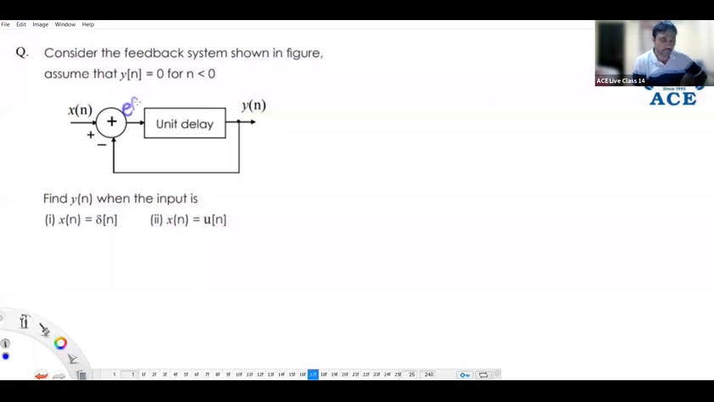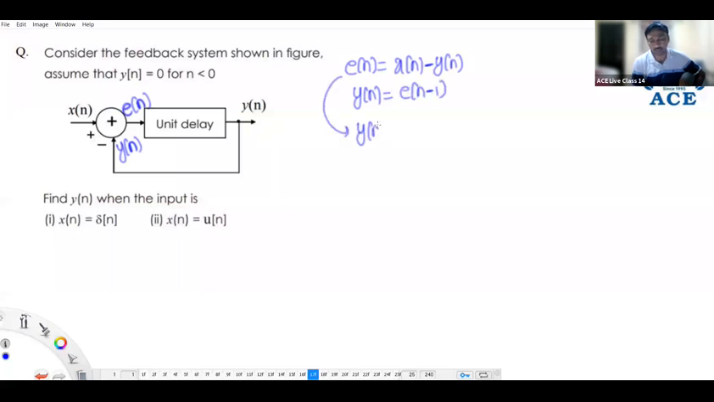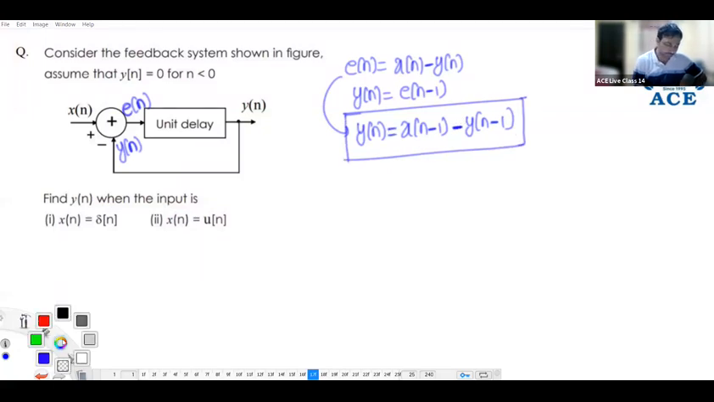If I assume a middle variable e(n) as the output of the summing point, the output is fed back with unity gain. So e(n) = x(n) - y(n). Of course, y(n) = e(n-1). Removing the middle variable, y(n) = x(n-1) - y(n-1). The present output depends on past input and past output. It is stated the output is 0 for negative index.